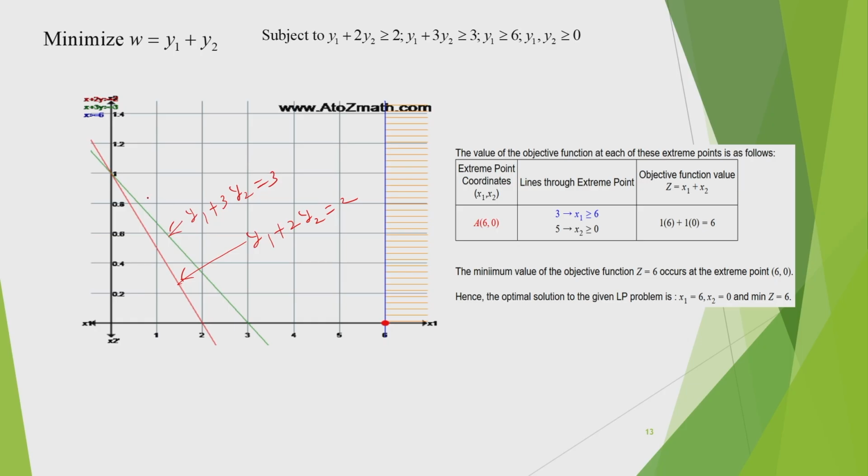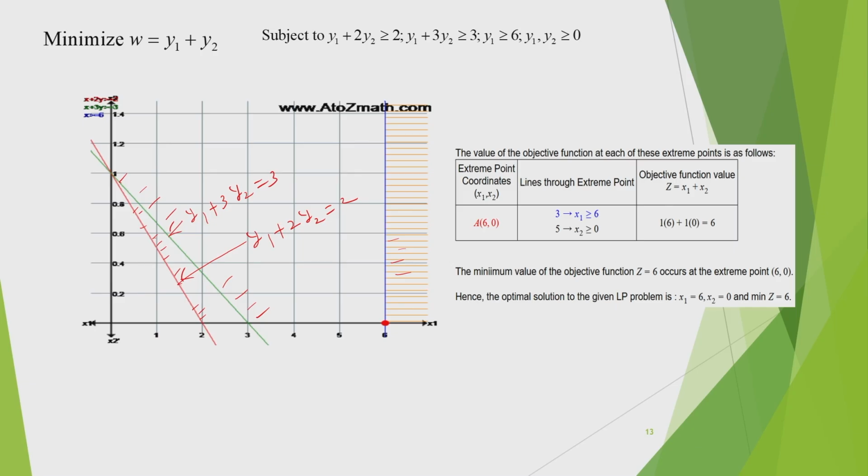You can draw this line. It is just a question of drawing the line, but it says that it has to be greater than 2. That means the feasible region is this side. Okay, and y1 is greater than 6. So the feasible region is this side. Similarly this one says that you have to be this side, and this says that y1 greater than 6. So the y1 is equal to 6 line is this. That means it says that you have to be this side.